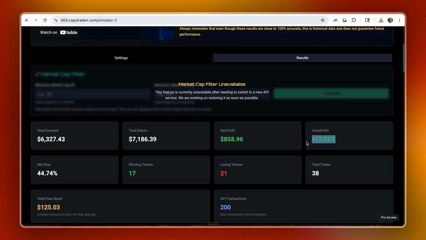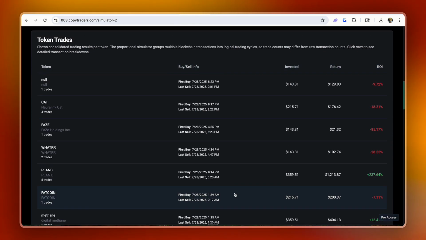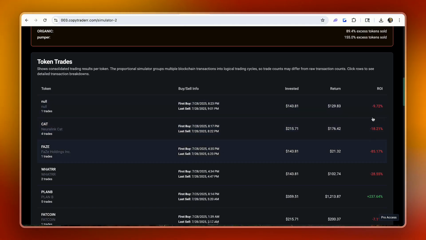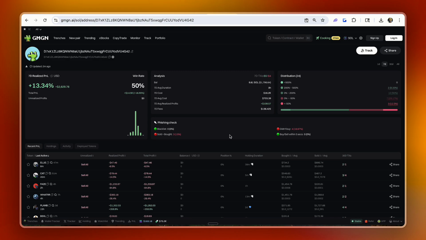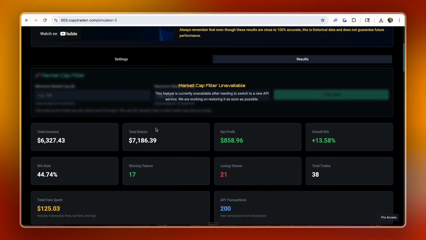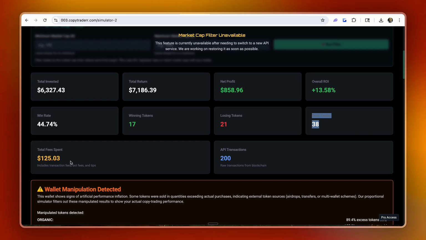So with this trader, you would be profitable. You'd win 17 trades, you'd lose 21. Every transaction is down here. You can see exactly what happens in the trade, and you can see what your results would have been, and you can compare them to their results. So also, you see that over the course of these last 38 trades you would have spent $125 in fees. But that's fine because you would have made a net profit, including fees, of $858 if you were buying with 0.4 Solana. So for 38 trades, that's pretty good.